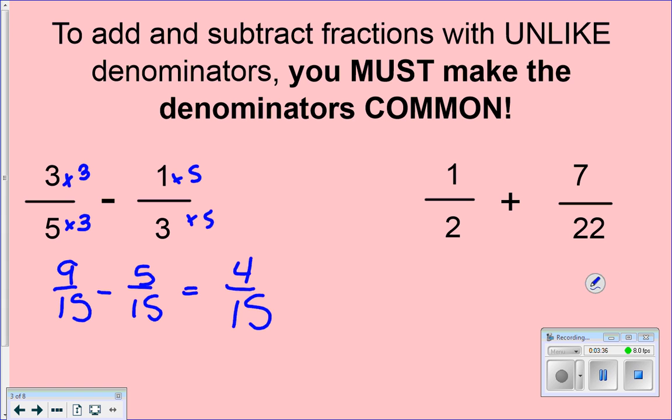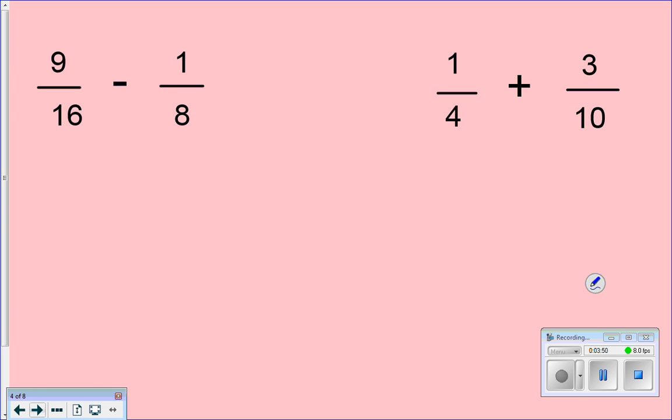What about this one? I have 2 and 22. What's the denominator I could use? Could I use 44? Yeah, either one. Yep, 22 is easier. If I keep 22, do I have to do anything to that 7? No. All right, so why don't you do these two for me in your notebook, just to make sure we're all on the same page with these. Okay, so go ahead and do these, and then we'll keep going here. You can do both of them.